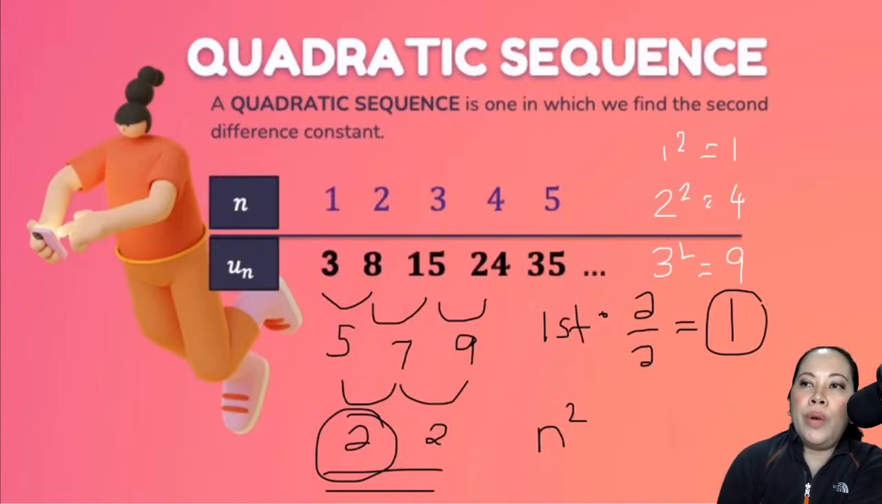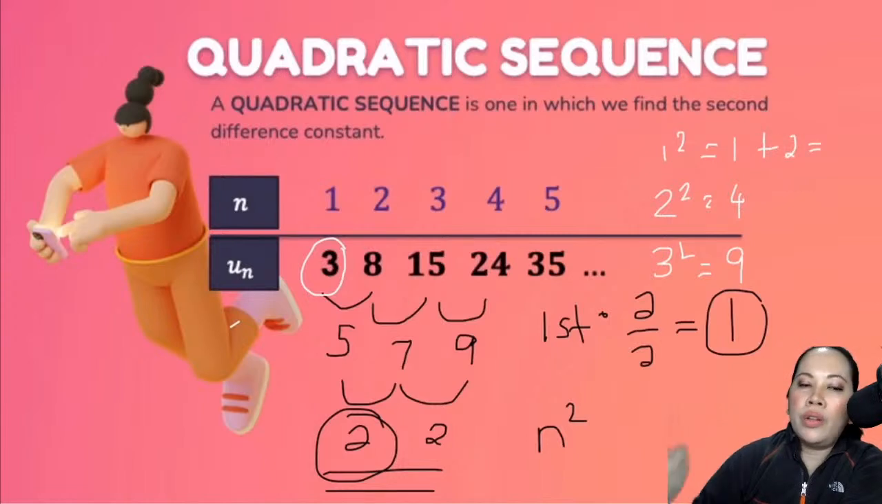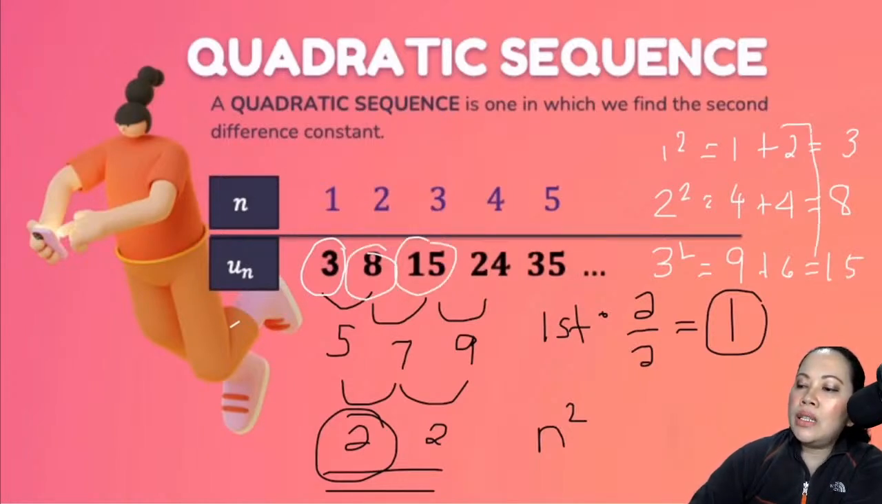And then you check what is the common difference between the 1 and your first term. You have to add 2, right? 3 minus 1 is actually 2. So 1 plus 2 will give you the first term, 4 plus 4 will give you the second term, 9 plus 6 will give you the third term. Then you find the common difference between 2, 4, and 6. The common difference here is 2.